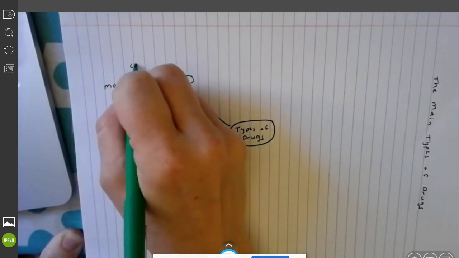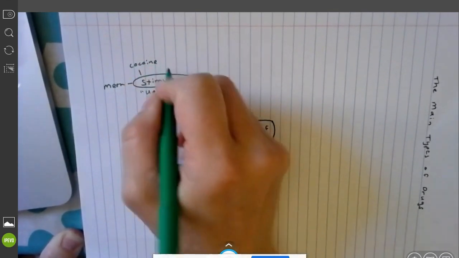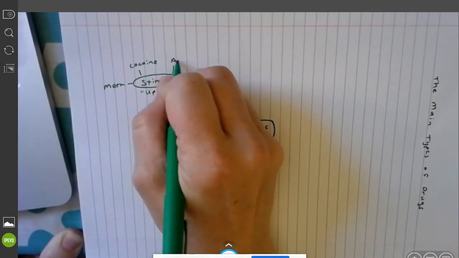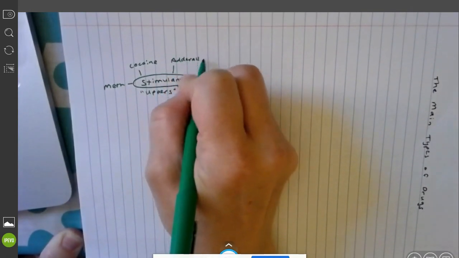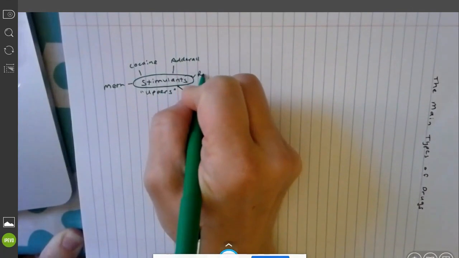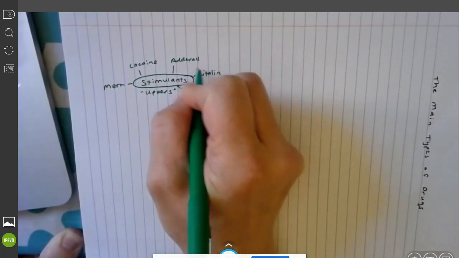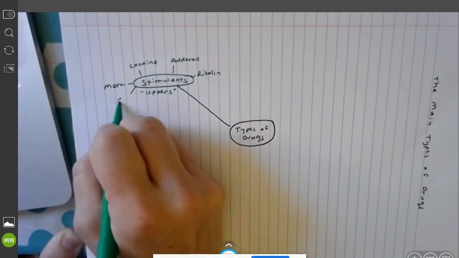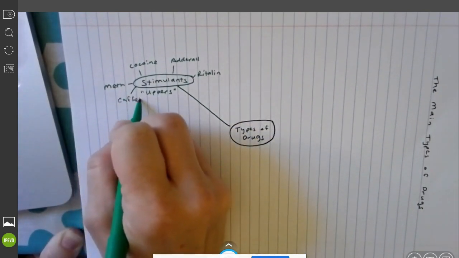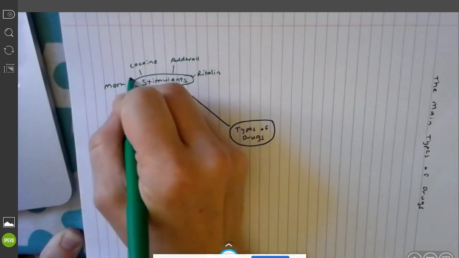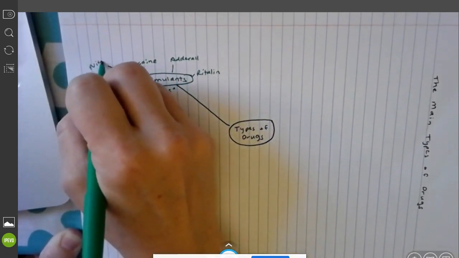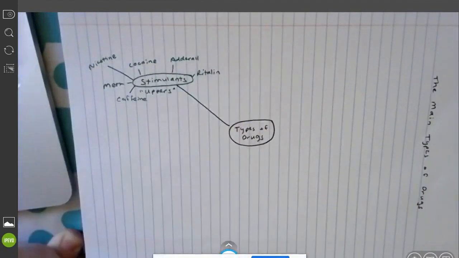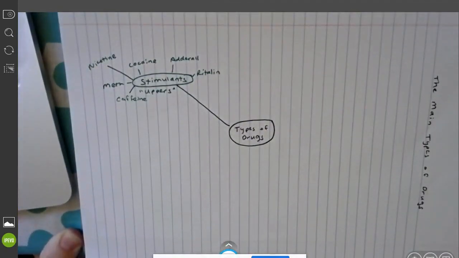You would also have cocaine. You also have medical uses like Adderall and Ritalin. These are doctor prescribed for ADD, but sometimes they are abused. Then you have legal ones like caffeine and, unfortunately, nicotine. So these are the main categories that we're going to talk about when it comes to stimulants. These are probably the ones you've heard about the most.